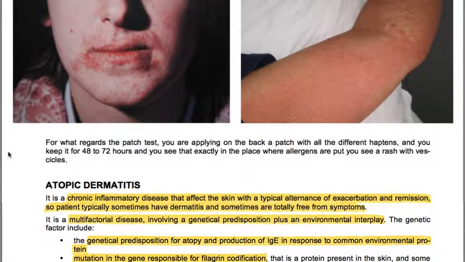For what regards the patch test, you are applying on the back a patch with all the different haptens and you keep it for 48 to 72 hours, and you see that exactly in the place where allergens are put you see a rash with vesicles.